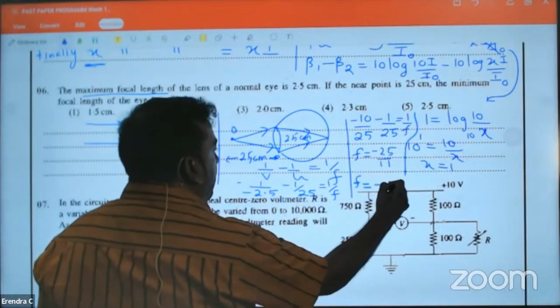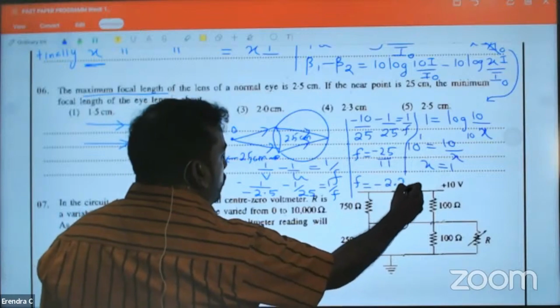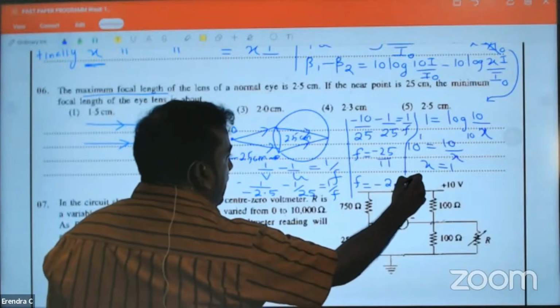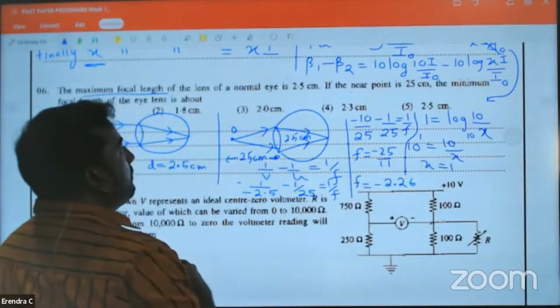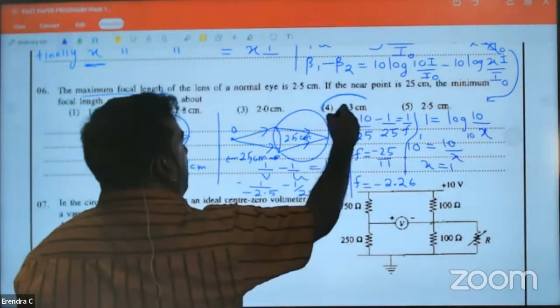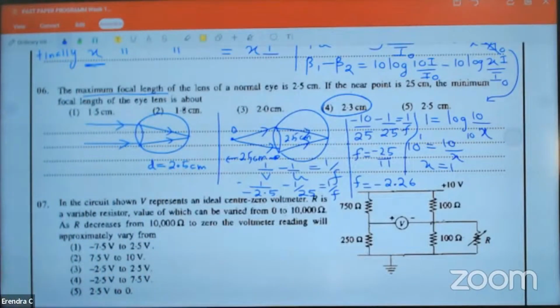Minus 25 over 11 is 2 point. For 30 you have 2, for 70 you have 6. 2.26 something will come. 2.26 means approximately 2.3. Write down carefully.